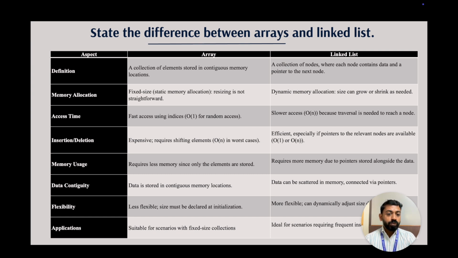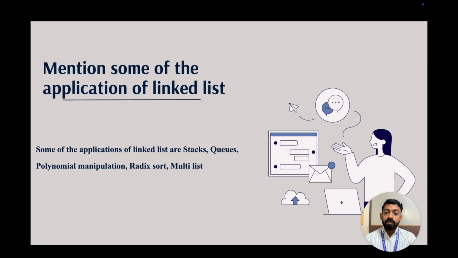A linked list is more flexible, with no need to fix the memory space, so we can dynamically adjust it. As for applications, an array is suitable for any scenario where the size is fixed. The linked list is required based on the data size: whenever new data comes, we can create new memory space. Some of the applications are stack, queue, polynomial manipulation, radix sort, and multi-sort. These are the applications of linked list.